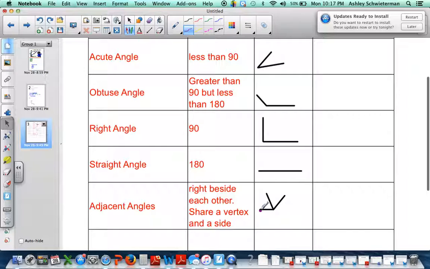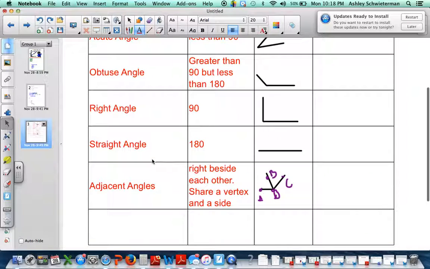And if I were to fill out a worksheet about this and I said name two adjacent angles, I could say D's in the middle, and so I have ADB and I have BDC. So those would be my two angles that are adjacent.